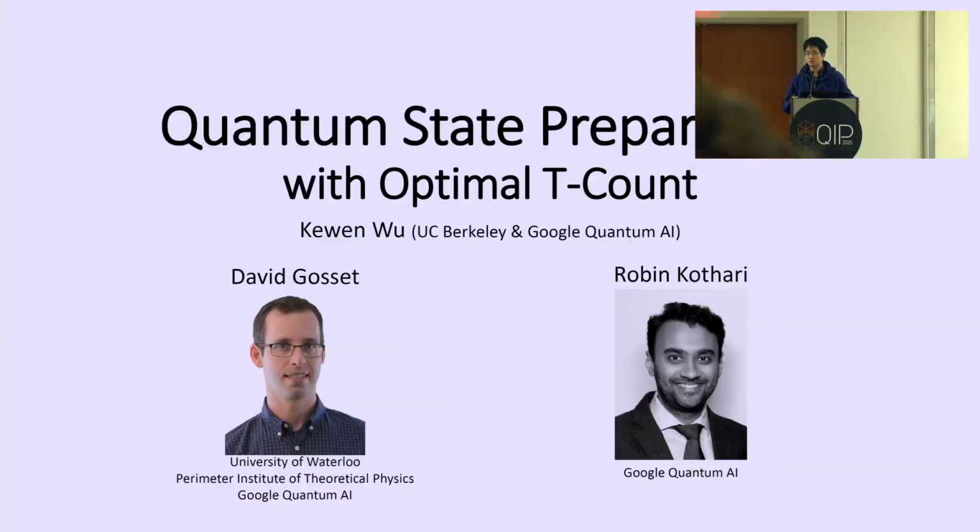Okay. Yeah, I'm Kewen Wu from UC Berkeley. This is a joint work with David Gosset and Robin Kothari. I will be talking about quantum state preparation with optimal T-count.